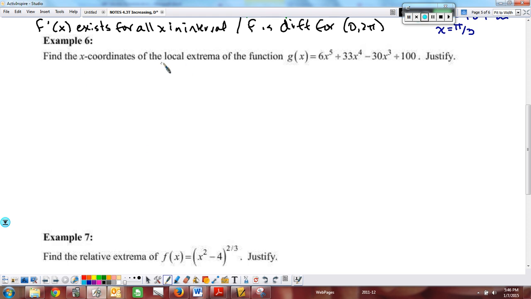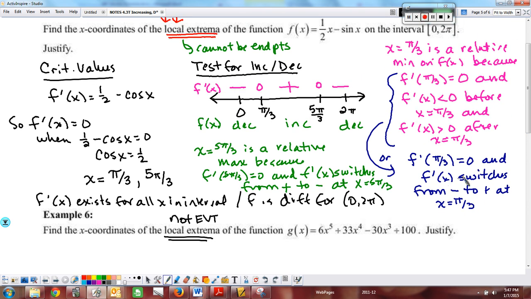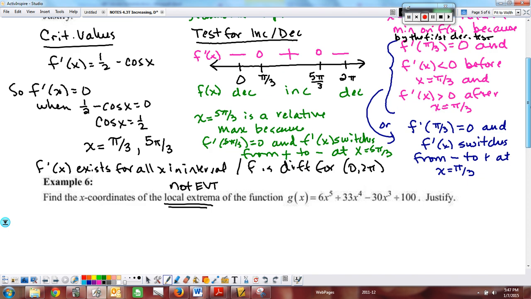Find the x-coordinates of local extrema. So again, not EVT. And one thing, you don't really have to say this, but if you want to, you could say, because a lot of times we'll say by the EVT. What we're basically saying here is because by the first derivative test, and then we give the reason for that. Okay. Same thing is true. We're saying by EVT, the following is a global max, because you have to have that kind of information in there. So this is by the first derivative test.